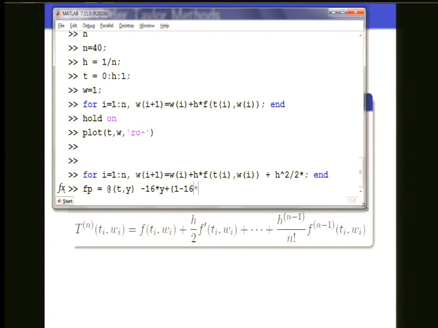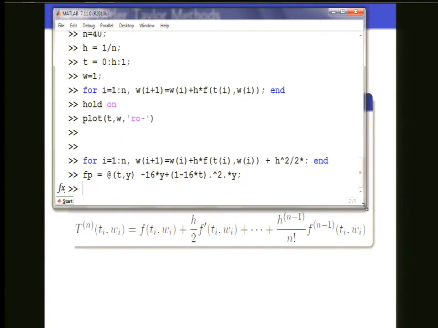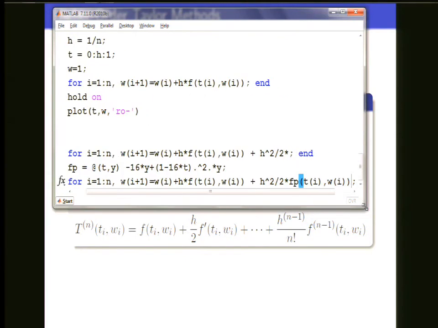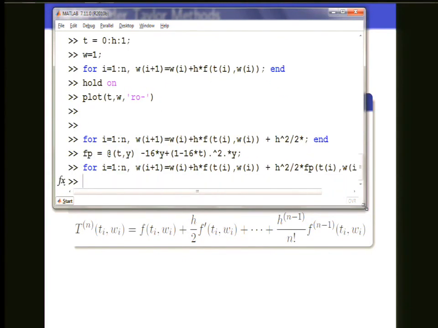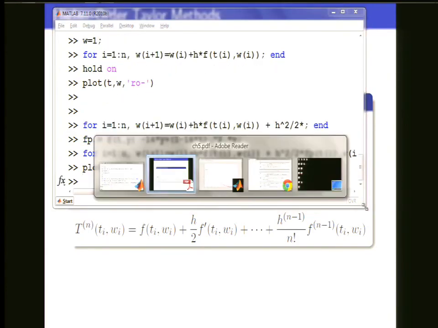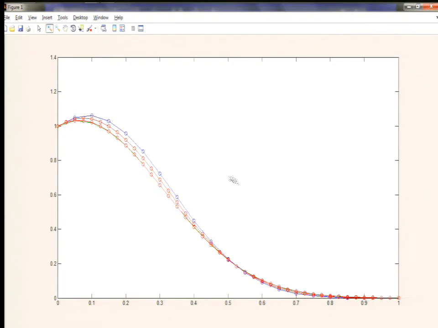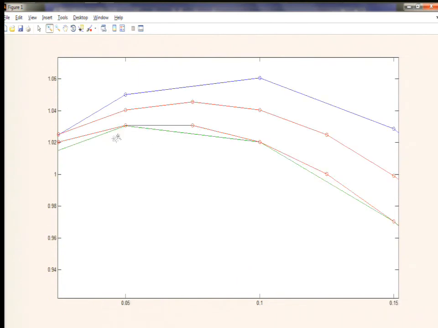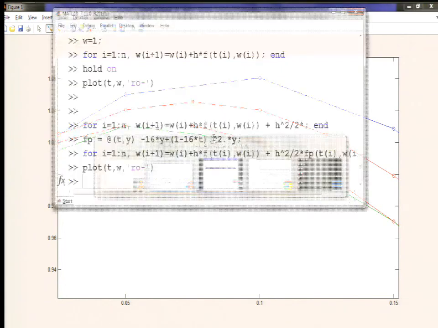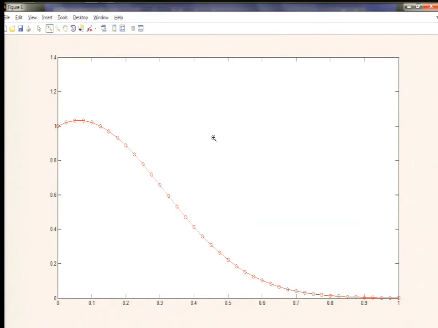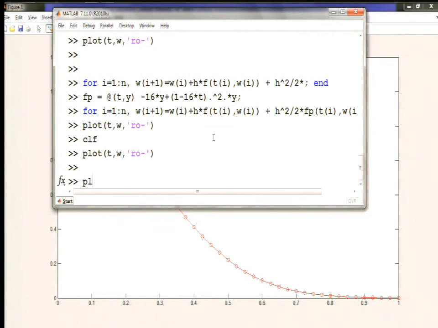And let's see. There it is, right? And the Taylor method simply adds in h squared half times f prime of ti comma wi. I'm sure I messed it up, but let's look at it. Well, this is exactly the same h. I should have plotted it in a different color. Wait. Did I have the true solution here somewhere?